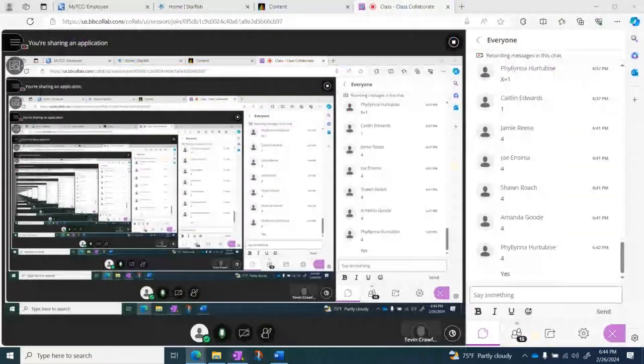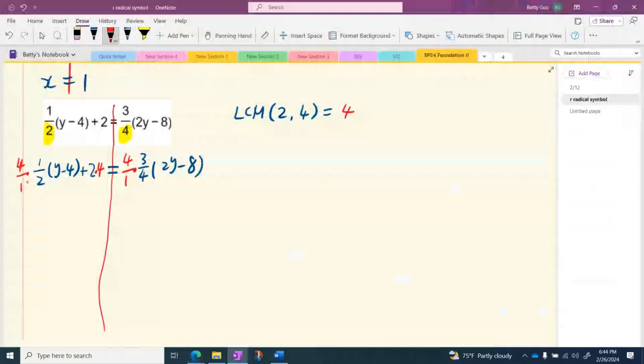So let's see. Butterfly. 4 over 2 is 2, so we have 2 on the top. So the first group, the coefficient becomes 2. The group keeps the same: keep y minus 4 in the parentheses. And then plus 2 times 4, 8. Bring down the equal sign. On the right side, butterfly. 4 over 4 is 1, so they cancel. And we still have a 3 here. Don't forget, we have a 3 here. And then multiply the group.